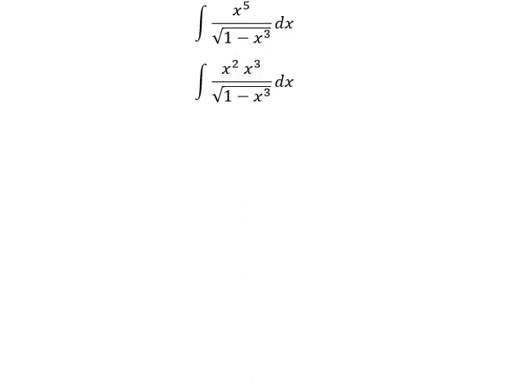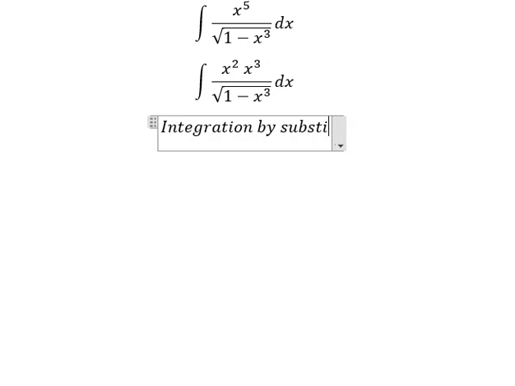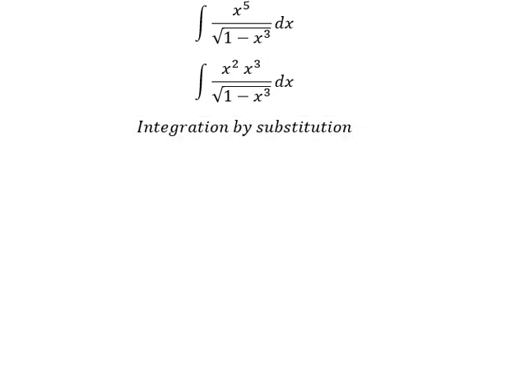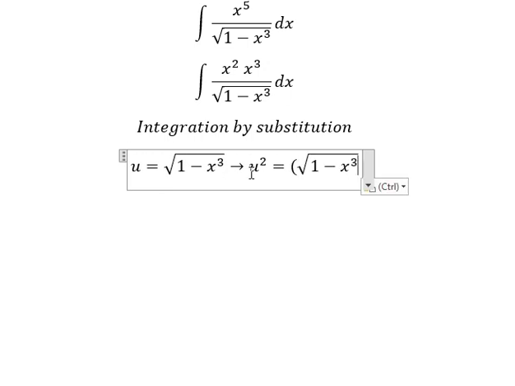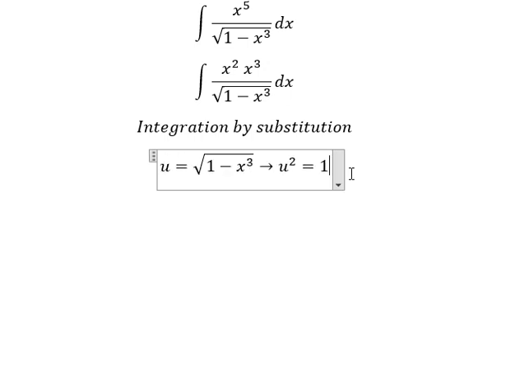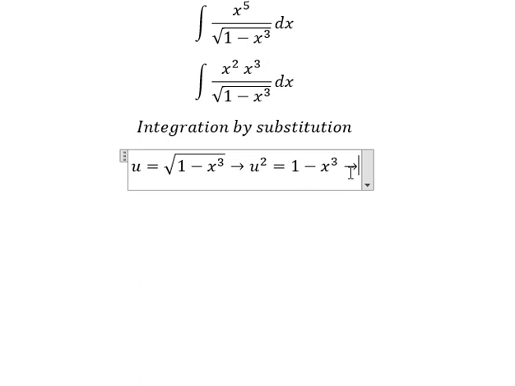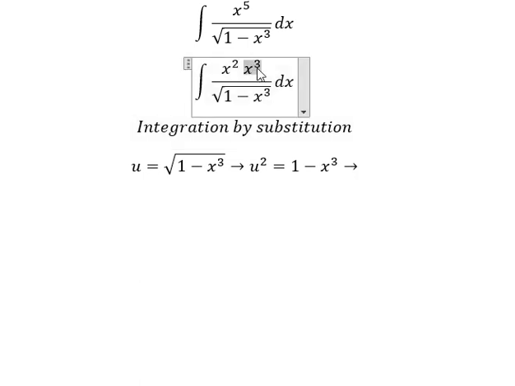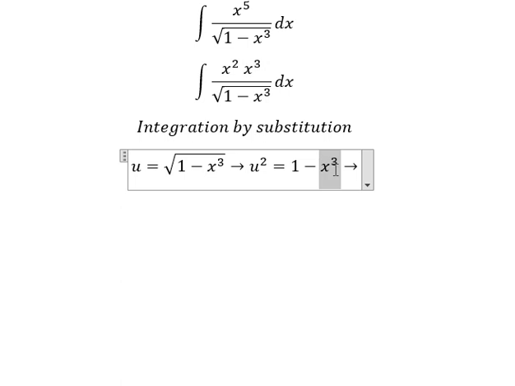Next, we can use integration by substitution. So I will put u equals to this one. Later we square both sides to cancel the square root. Because we have s to the power of 3, I will put this one to the left, and this one to the right.